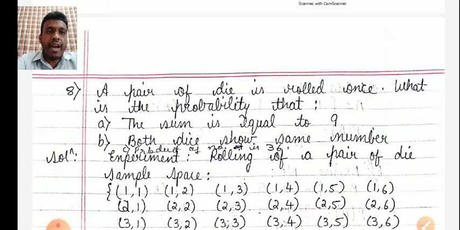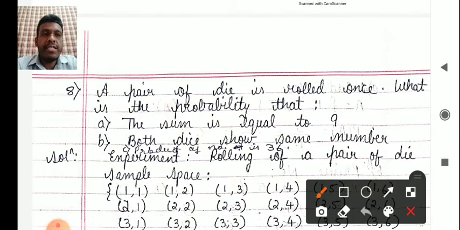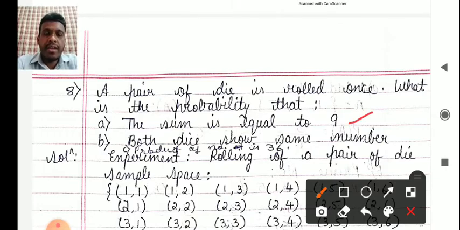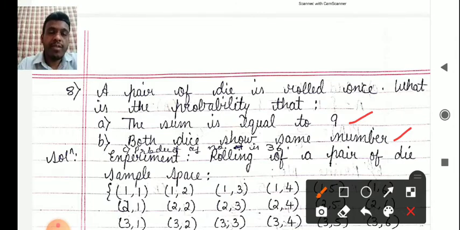A pair of dice is rolled once. What is the probability that the sum is equal to 9? Both the dice show the same number, that is, when you roll the dice, both show the same number up. Either it can be 1 1, 2 2, 3 3, 4 4, 5 5 or 6 6.